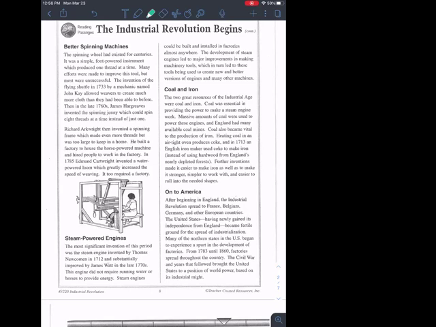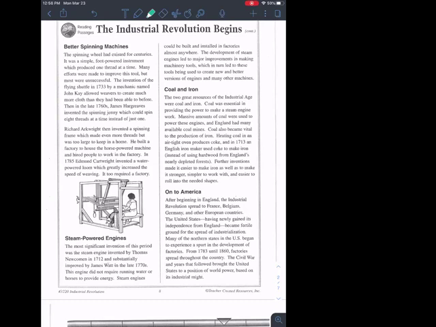The invention of the flying shuttle in 1733 by a mechanic named John Kay allowed weavers to create much more cloth than they had been able to before. Then, in the late 1760s, James Hargreaves invented the spinning jenny, which could spin 8 threads at a time instead of just 1.